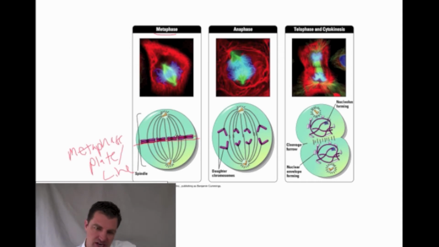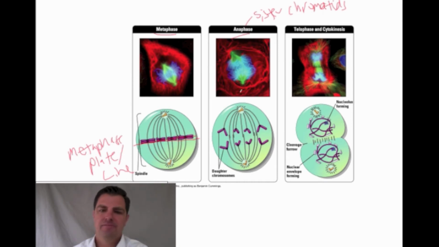And then what's going to happen is during anaphase, my sister chromatids are going to separate. So sister chromatids separate. And when they separate, those will then become daughter chromosomes.